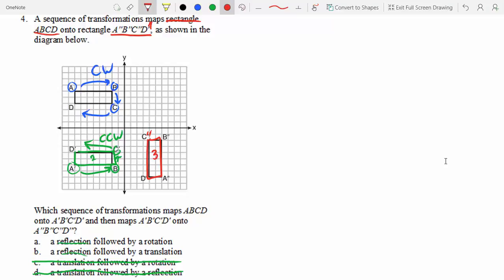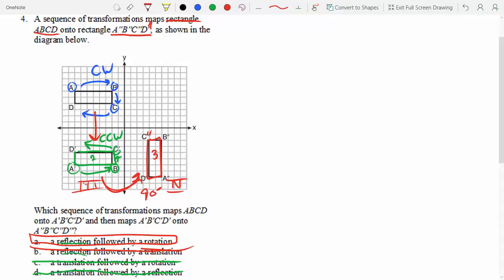In the first one, it says a reflection, good, followed by a rotation. And that looks to be correct. It looks like it's getting spun just 90 degrees, a quarter turn, since it's going from quadrant 3 to quadrant 4. This isn't a translation. A translation would just move the rectangle like that, and that's not what's happening. So this was originally a reflection because orientation changed, and then a rotation because our rectangle got spun.